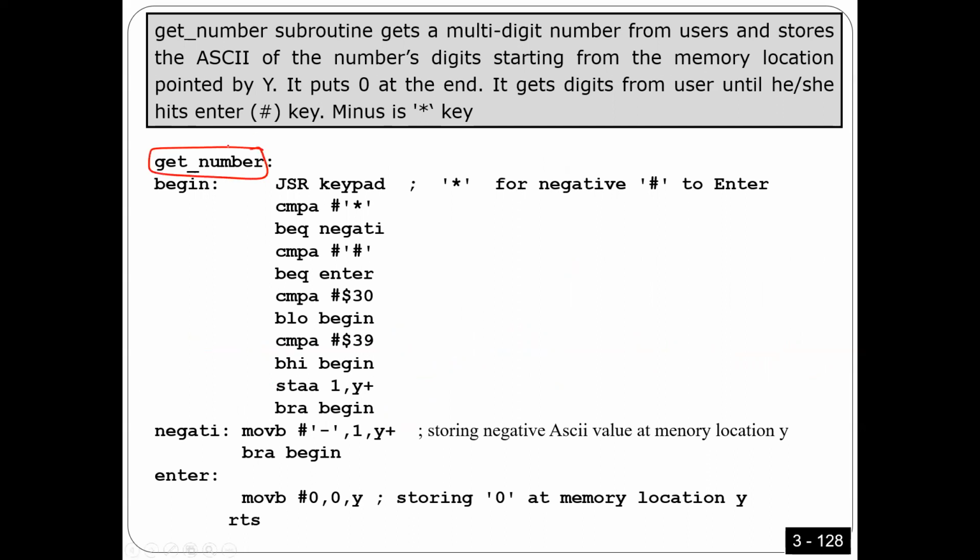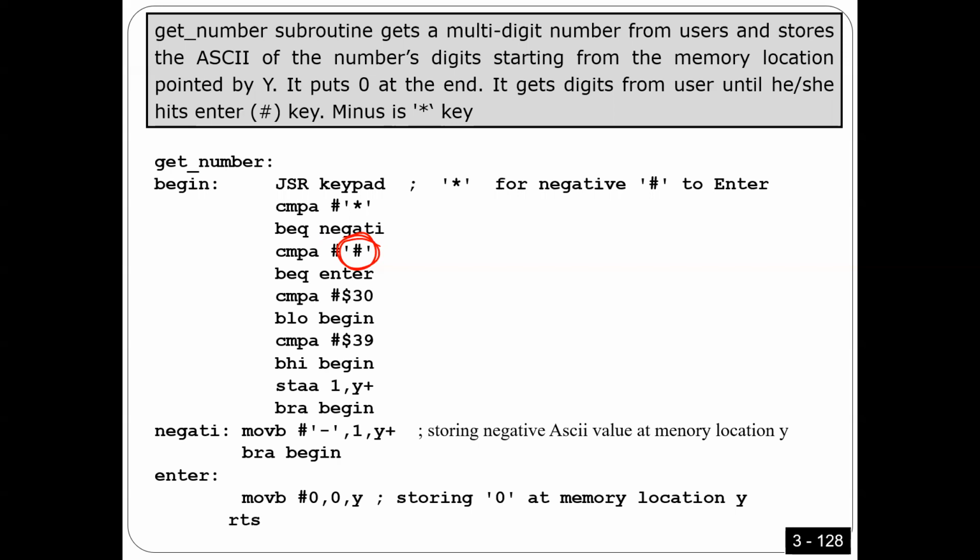So what's going to happen in this function is that it is going to get numbers from the user until the user hits a special character, which is this one. I'm going to call this one enter, which is the second key here. So after you enter a number, if you press this one, that means I am done.